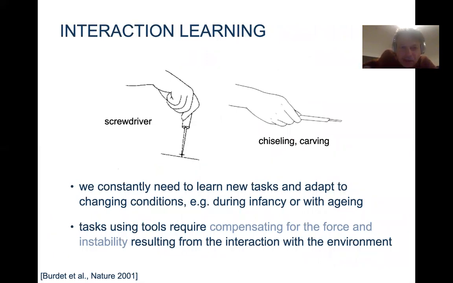So you have interaction via tools, and this is an unstable situation. Another problem is that you have motor noise. Every time you do the same task in the same way, it's not exactly in the same way. You cannot do exactly in the same way. And then the question is, how do humans do? Because this instability is amplifying the noise. So how do humans do to succeed in tasks with tools?